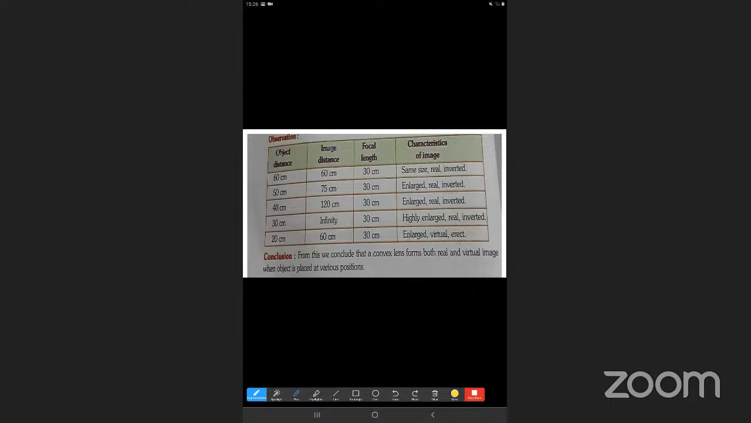In all the cases, when the object distance is changed and we use a concave lens, the position of the image is the same. If we change the position of the object, the position of the image will not change. Always the position of the image is the same and the characteristics of the image are the same in all the cases. So we have to remember this only for the convex lens here. No need of the concave lens.